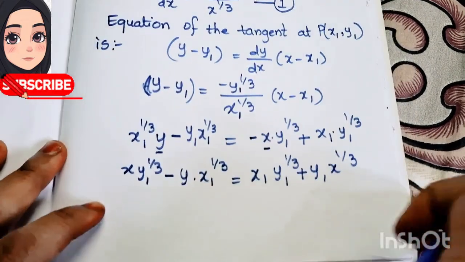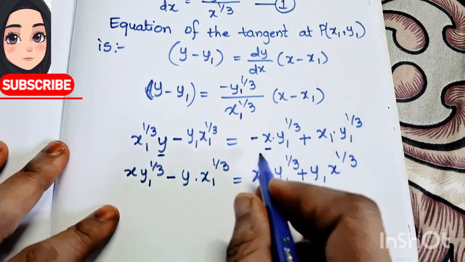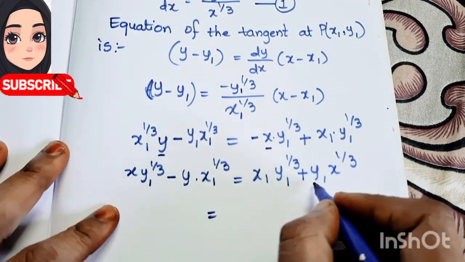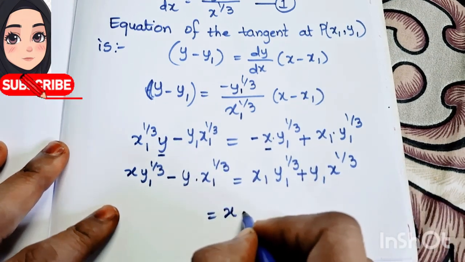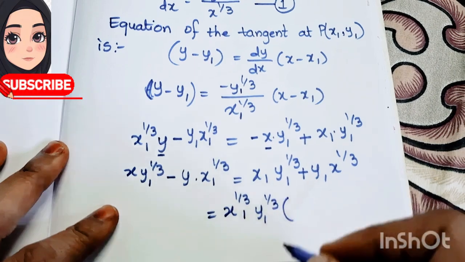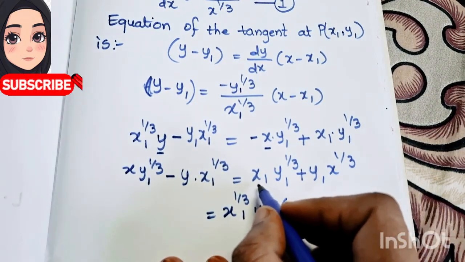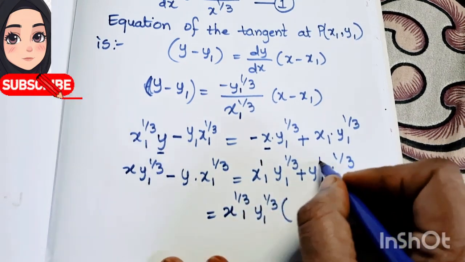Okay, now what do we have here? Minus, minus. Now we have x1 y1^(1/3) plus y1 x^(1/3). So I am taking common x1^(1/3) y1^(1/3). I am writing inside this x1, I have written power 1/3, but we have power 1 here, y1 also 1.